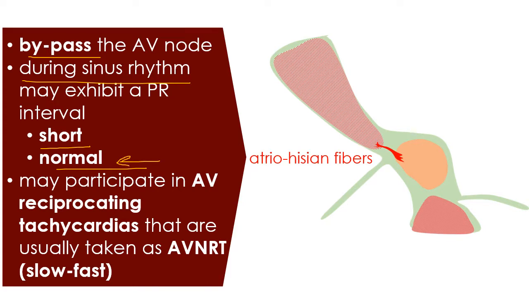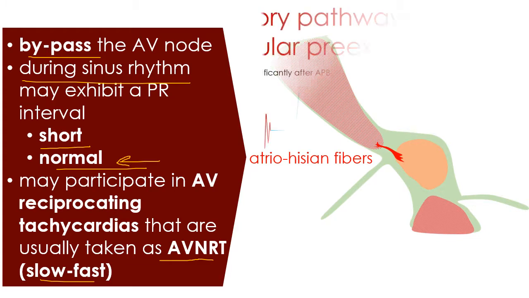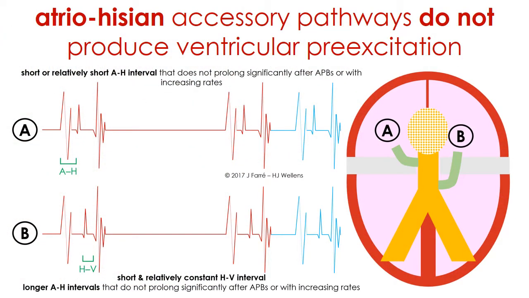Finally, they may participate in atrioventricular reciprocating tachycardias that are usually taken as AV nodal reentry tachycardias of the common type, the so-called slow-fast AV nodal reentry tachycardias. Atrio-hisian accessory pathways do not produce ventricular pre-excitation.